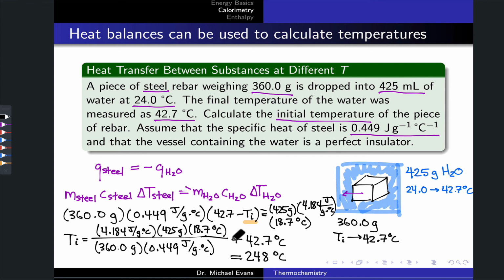So a little bit algebraically involved, but conceptually the key is this heat balance and then the expansion of the heat of each term in the heat balance in terms of quantities that you know from what's given in the problem.